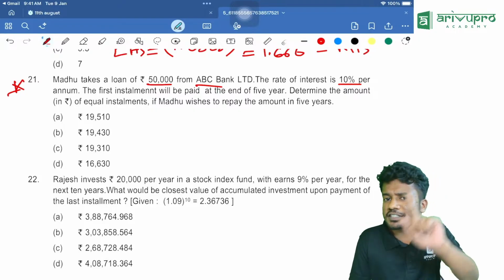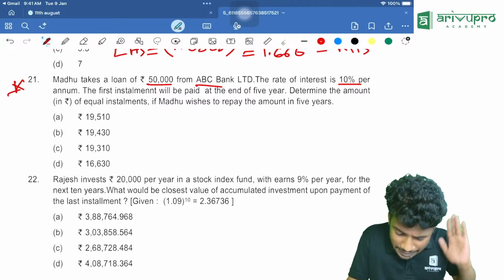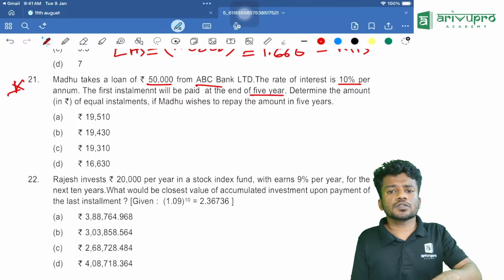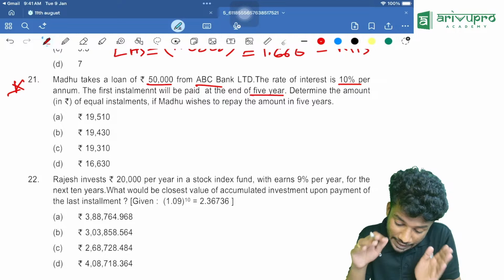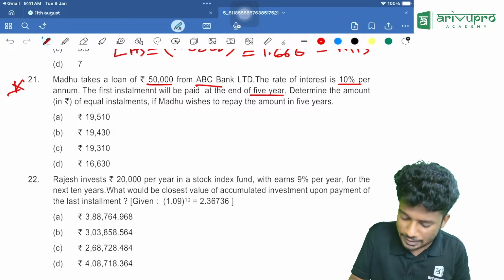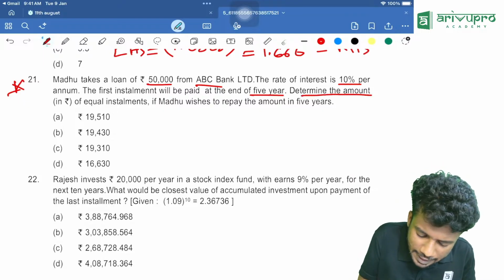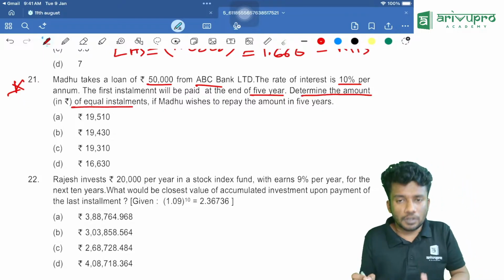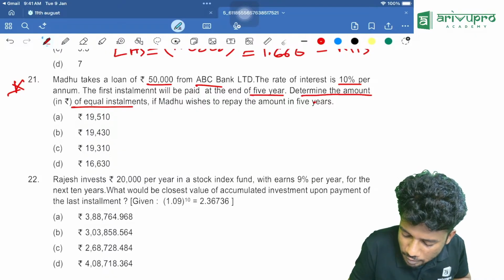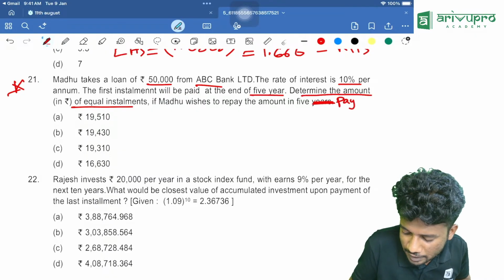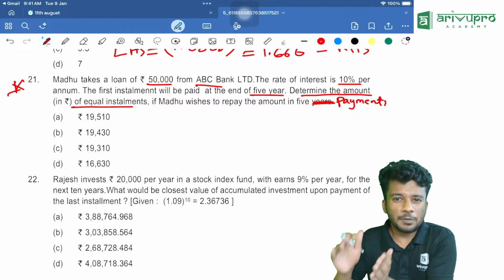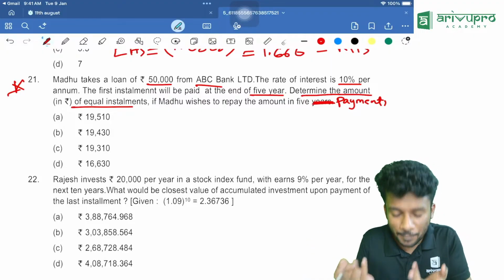So rate percentage is given. I value is 0.1. Then the first installment is to be paid at the end of 5 years. So what is happening? At the end of 5 years only he will pay the first installment. Determine the amount of equal installments if Madhu wishes to repay the amount in 5 payments. I'll write it as 5 payments instead of 5 years, because it's not 5 years. In 5 payments, that's what they are mentioning over here.